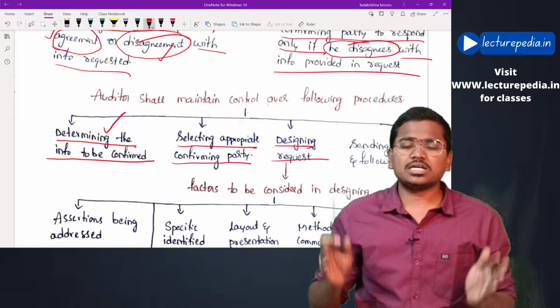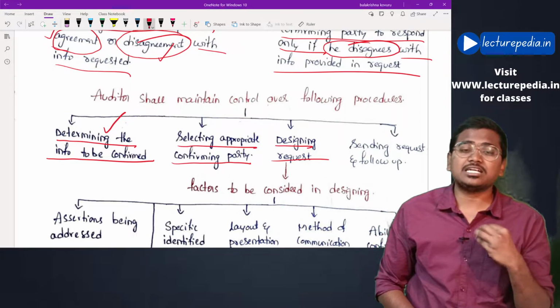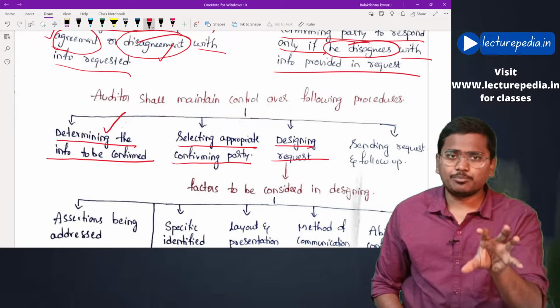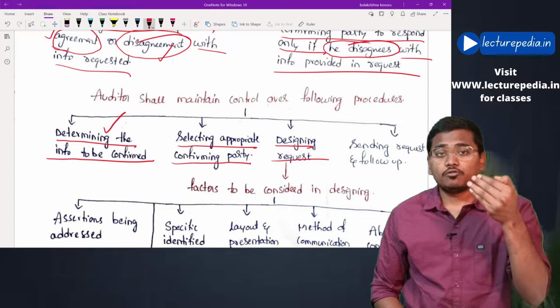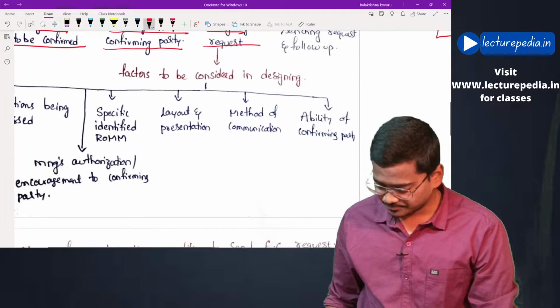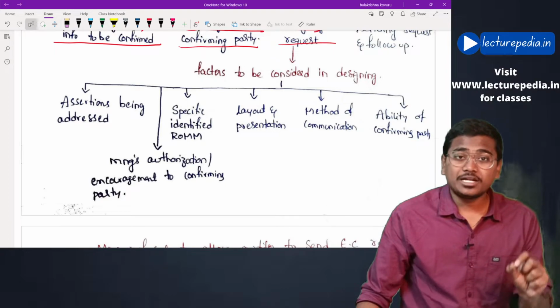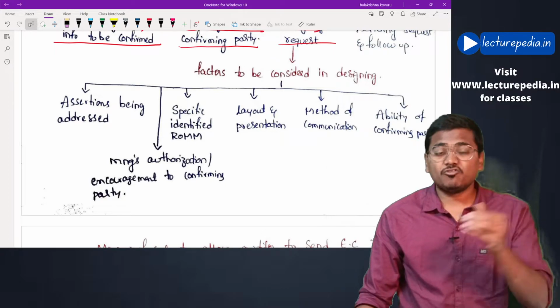Next, designing the request. How should the request be designed? Even that, the request has to be designed by the auditor only. There are certain points that have to be kept in mind while designing the request.